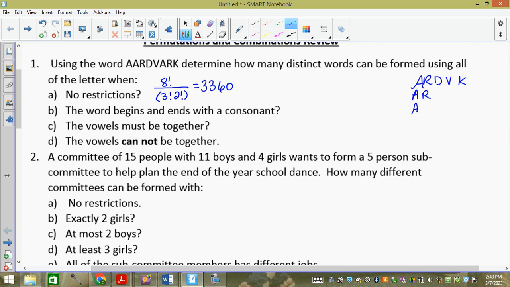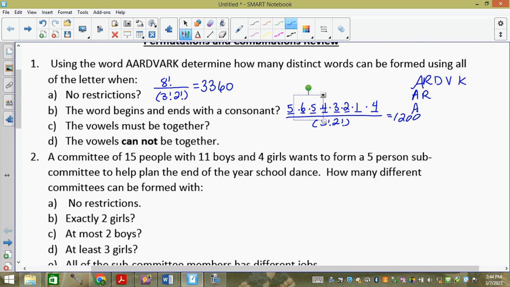Okay, the next one says the word begins and ends with a consonant. Make sure you have the dots. Multiplication. There are 1, 2, 3, 4, 5 consonants, so it begins with a consonant. Keep one there, 4. And then I have 6 letters left. 6, 5, 4, 3, 2, 1. And what do I get?